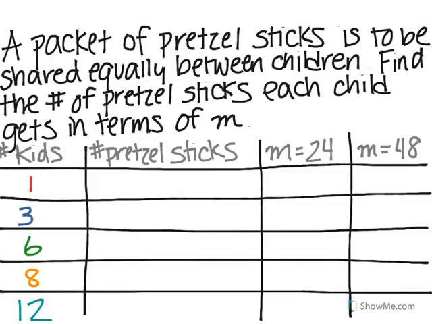A packet of pretzel sticks is to be shared equally between children. Find the number of pretzel sticks each child gets in terms of m. So I went through and I wrote how many kids. So one kid is going to get m pretzel sticks. When m equals 24, let's substitute. So 24. And when m equals 48, that child is going to get 48 pretzel sticks.